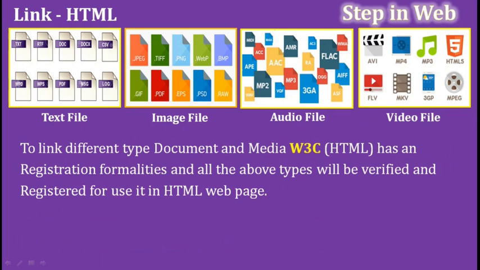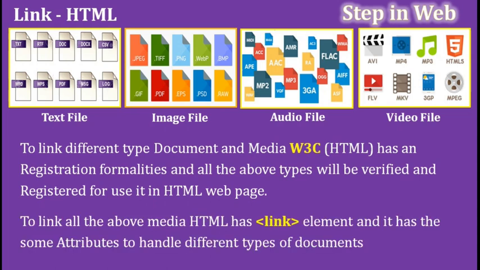So to handle all these types of documents, the W3 Consortium has made some registration formalities. All the formats and documents have to be registered with the W3 Consortium. They will verify them with their application and test them. Then they will register them in their registration system. After that, we can use that format in our HTML web page. Here, to link all types of documents, HTML has a link element.